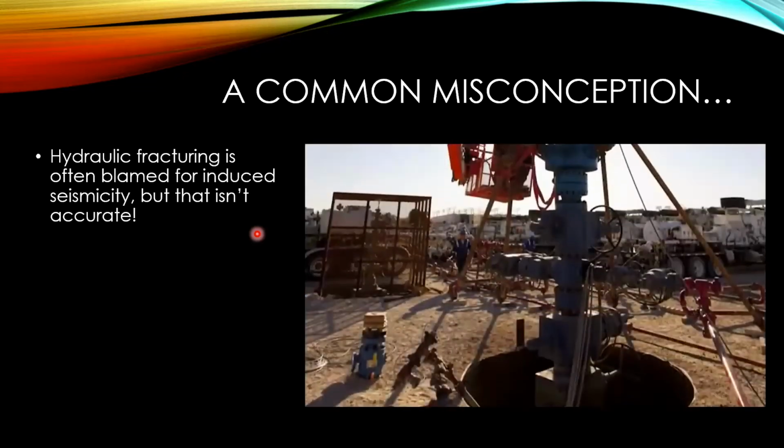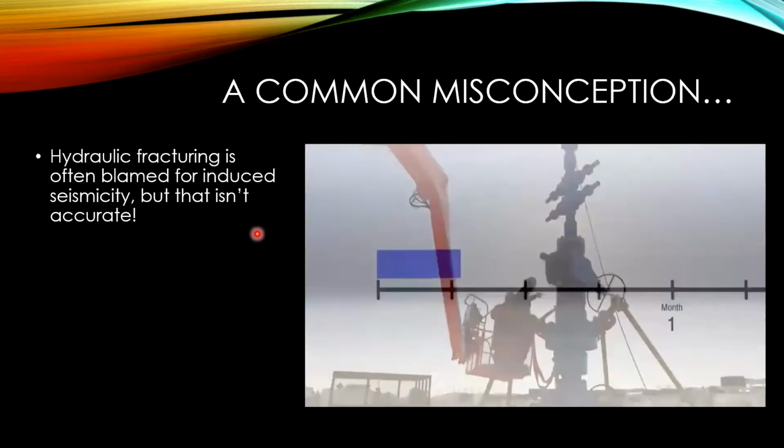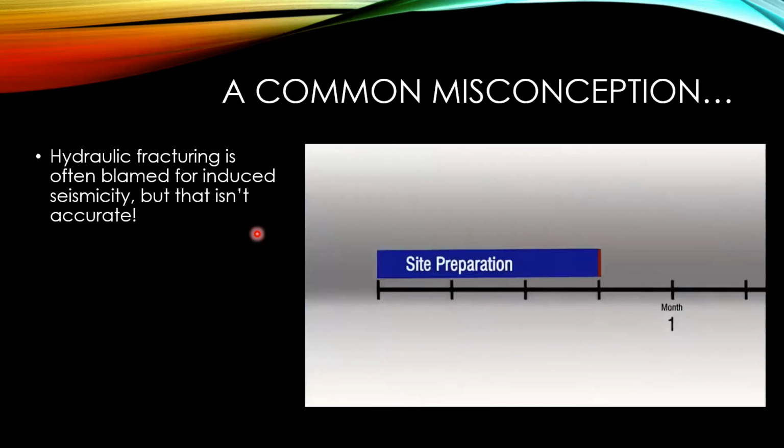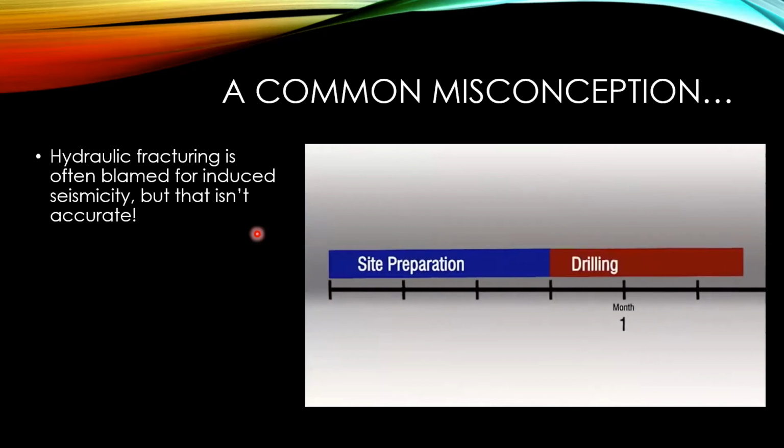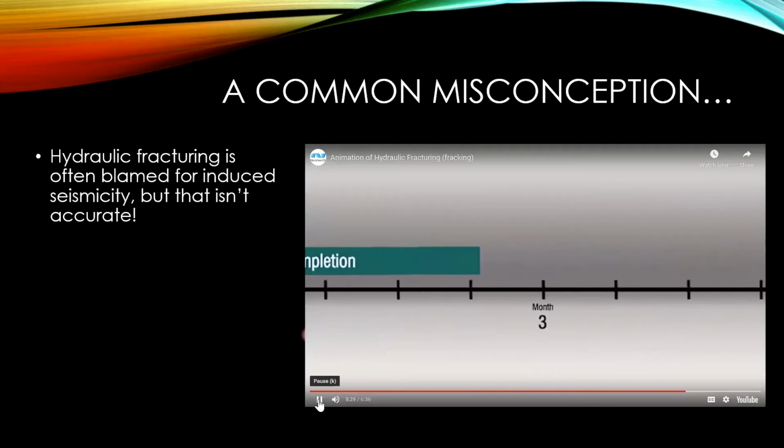The whole process of developing a well typically takes from 3 to 5 months, a few weeks to prepare the site, 4 to 6 weeks to drill the well, and then 1 to 3 months of completion activities, which includes 1 to 7 days of stimulation.